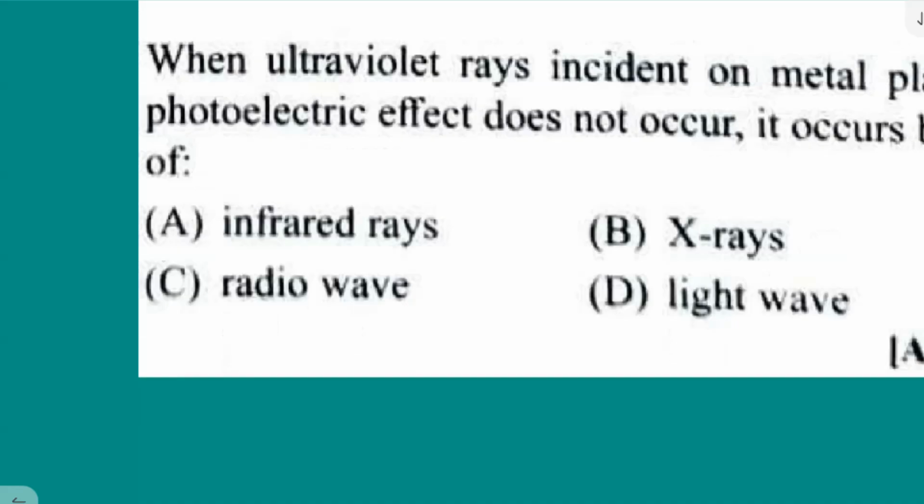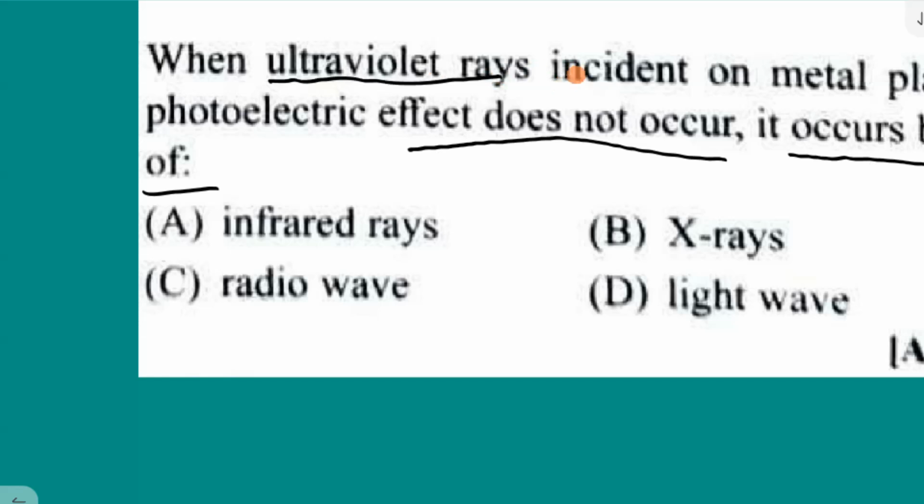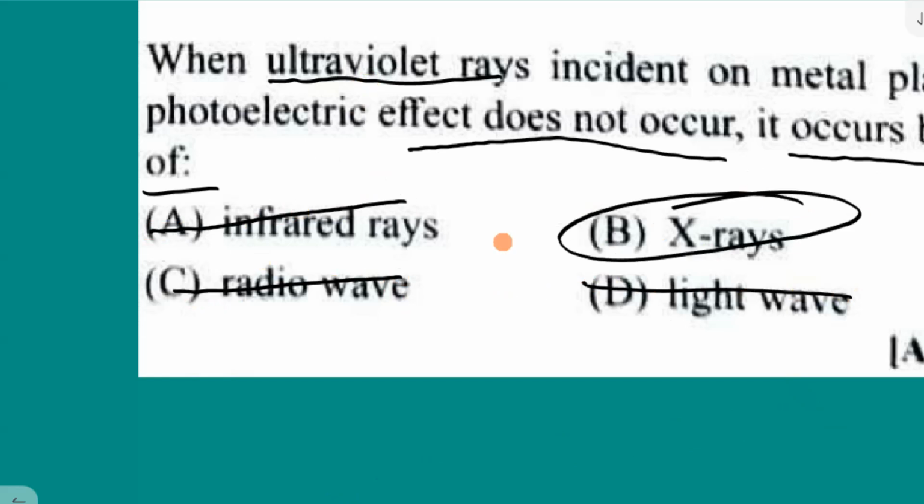So with this, next one. When ultraviolet rays incident on a metal plate, then the photoelectric effect does not occur. It occurs by incident of. So here it is mentioned that UV radiations are getting incident on the plate, and there is no photoelectric effect. Means energy of the ray is less than the work function. So we need rays with higher energy, and higher energy here, infrared does not have higher energy than UV, radio does not have, light wave does not have, only X-rays have. So X-ray will be the right answer here.